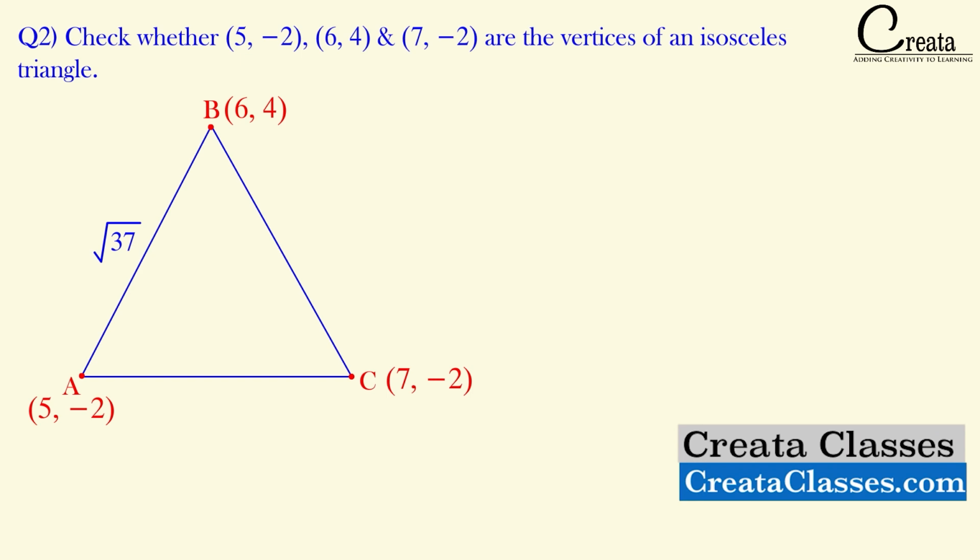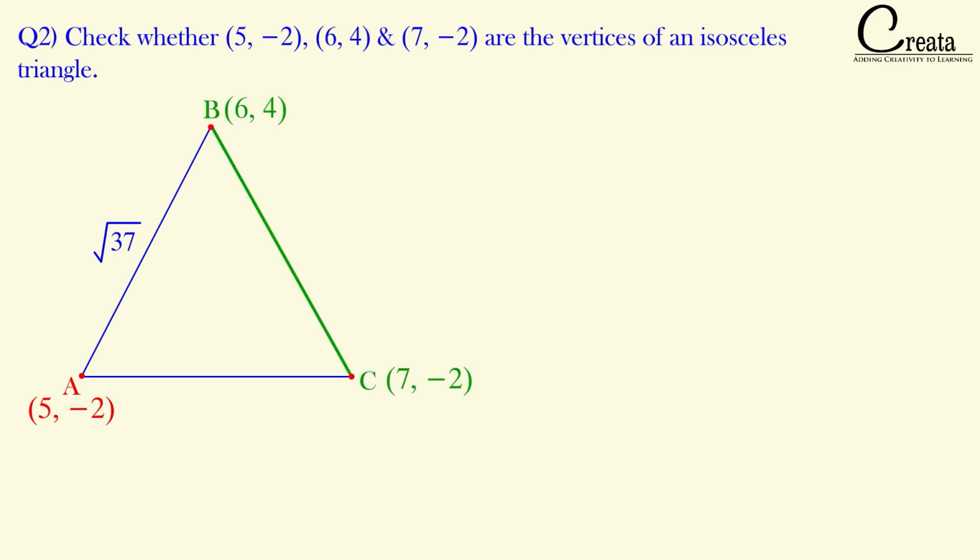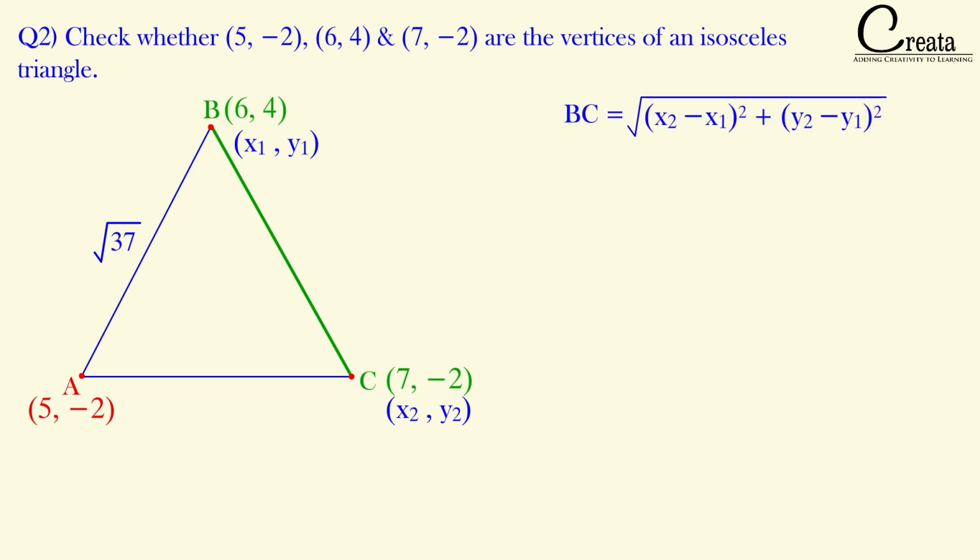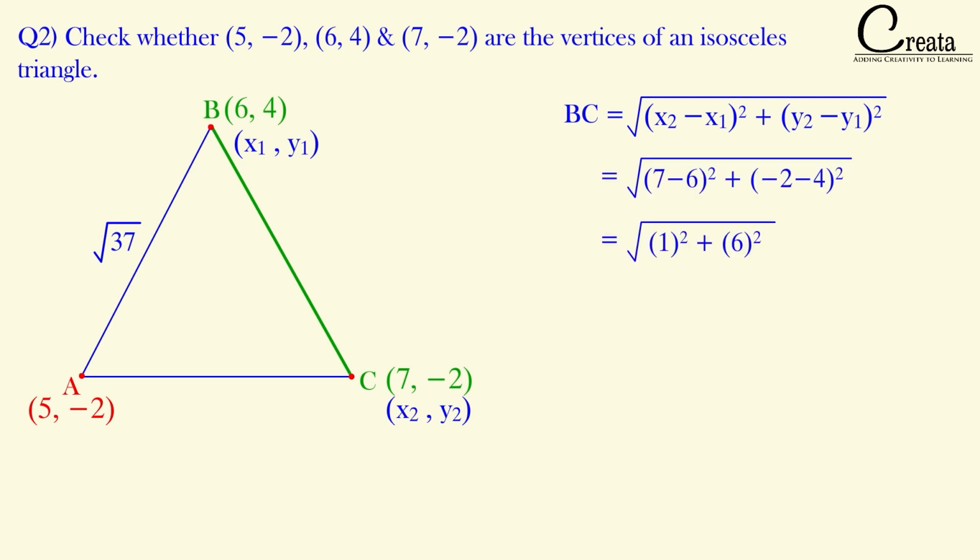Let's move further and try to find the side BC. Here these are the 2 coordinates. Let's assume B as x1, y1 and C as x2, y2. So we got x1, y1 as (6, 4) and x2, y2 as (7, minus 2). So we will use our distance formula. On putting the value and solving, we got BC, that is the distance between these 2 points, as root of 37.